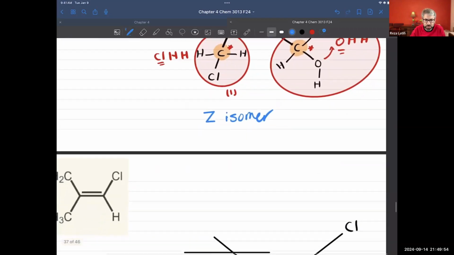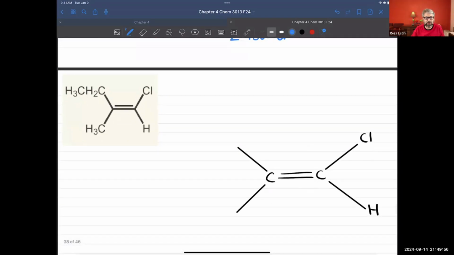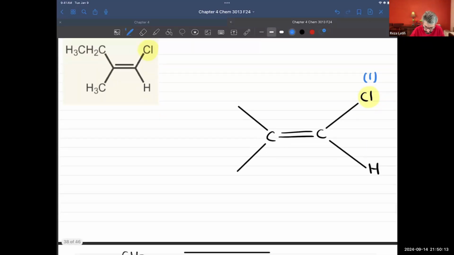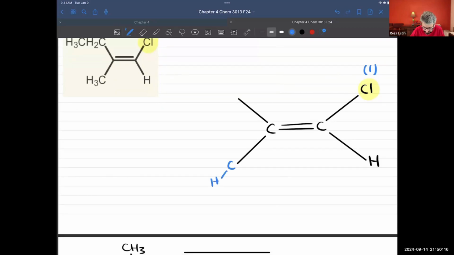Okay, next example. What do we have? On the right side, we have chlorine and hydrogen. The chlorine will be number 1. That's easy to pick. And then we have a carbon that's attached to 3 hydrogens, so I'm going to say H, H, H, because I see 3 hydrogens there.